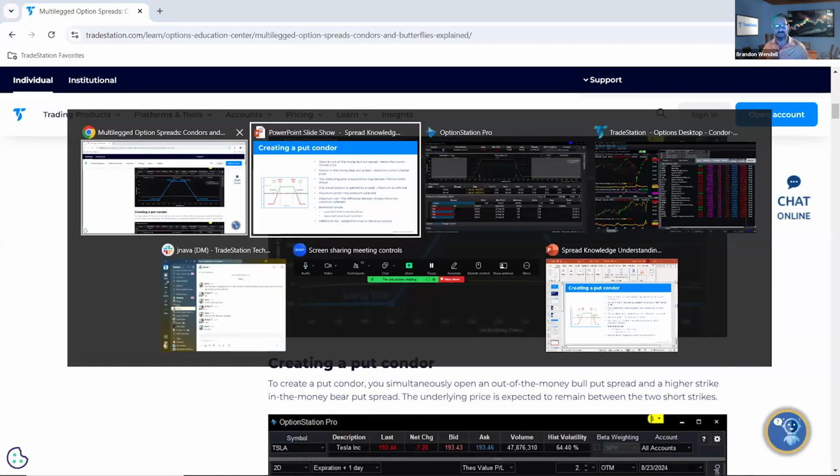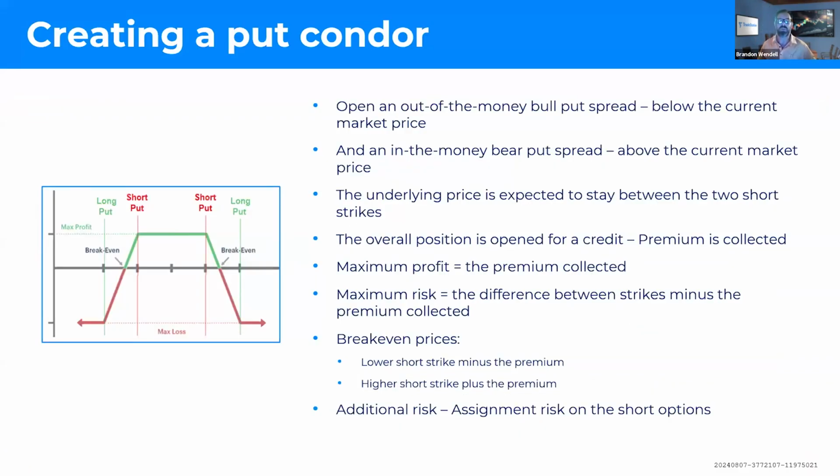I talk about the reason why you may want to choose a call condor versus a put condor or vice versa. And a lot of it comes down to, again, having a bias of one direction or the other, because you'll have a slight positive or negative delta. But for the most part, these are neutral strategies. We are looking for prices to stay relatively quiet within a range. I do consider implied volatility.